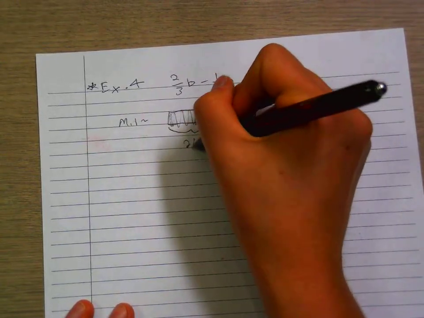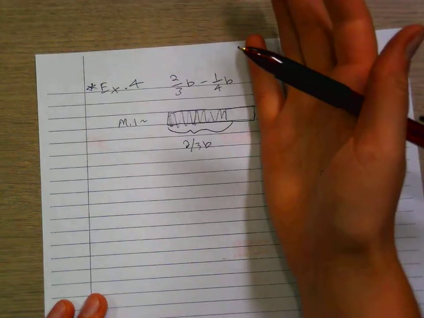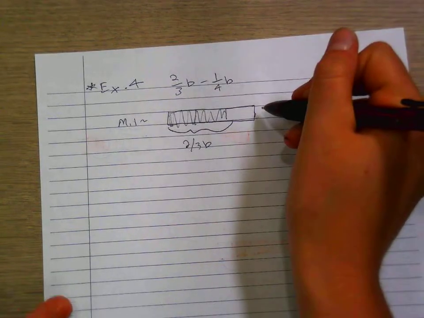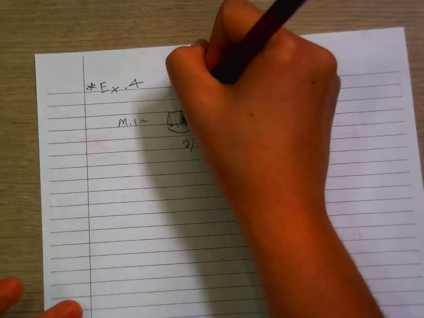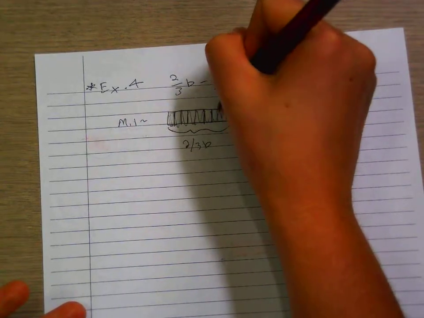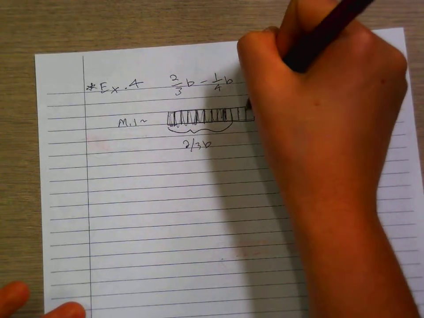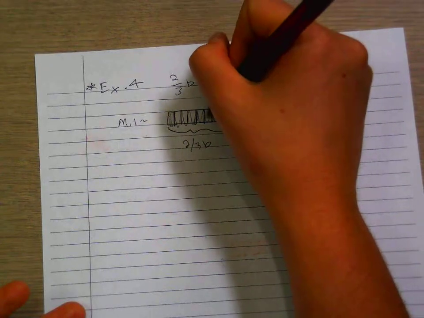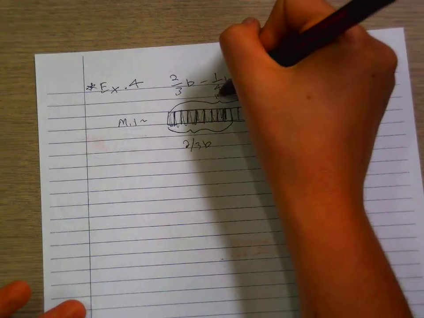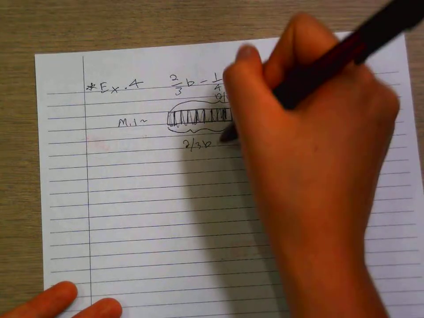Now, this one is 4. So in order to take away 4, we don't have that many spaces. We need to divide each of these into 4, otherwise known as finding the least common denominator. So that section's into 4, that section's into 4. So now we have 1, 2, 3, 4, 5, 6, 7, 8, 9, 10, 11, 12 sections, otherwise known as 12/12ths b.